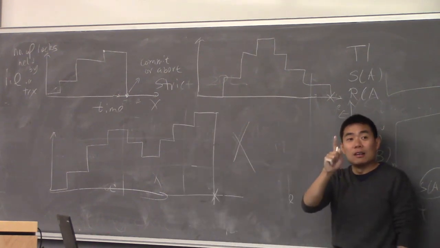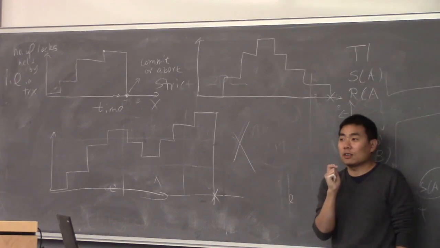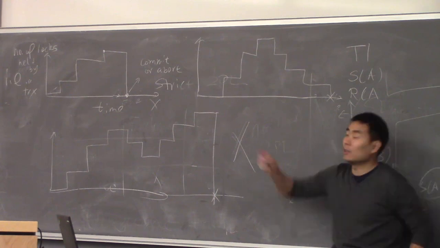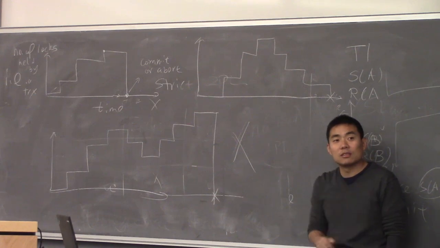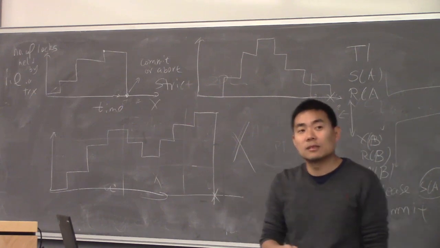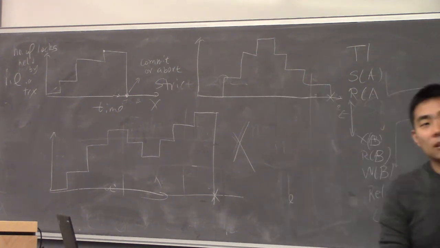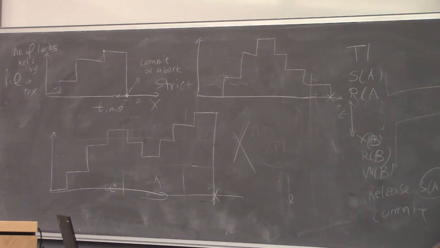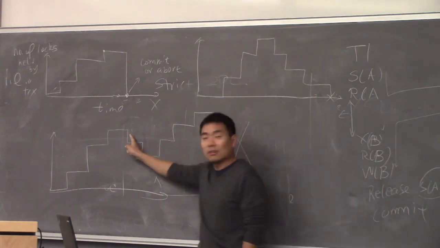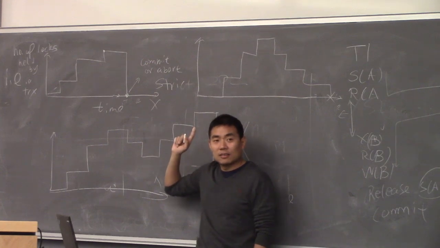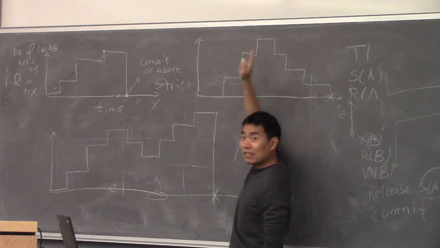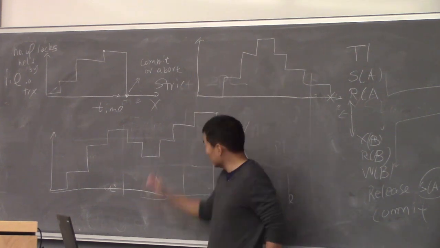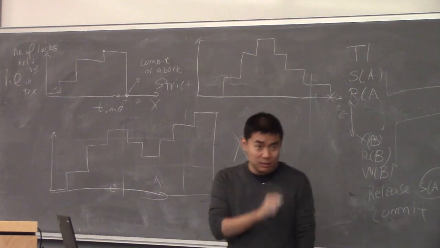Can someone now tell me what's the difference between strict and non-strict two-phase locking? Of course, the answer is on the slide, but by looking at this figure, can you tell me the difference between the two? Jonathan? In non-strict, you can release a lock as soon as you're done with it. You can release a lock as soon as you're done, but then what's the difference between this and that? Let's say I'm doing the same here. I release that lock immediately as soon as I'm done with it. What's the real difference between this and that picture?